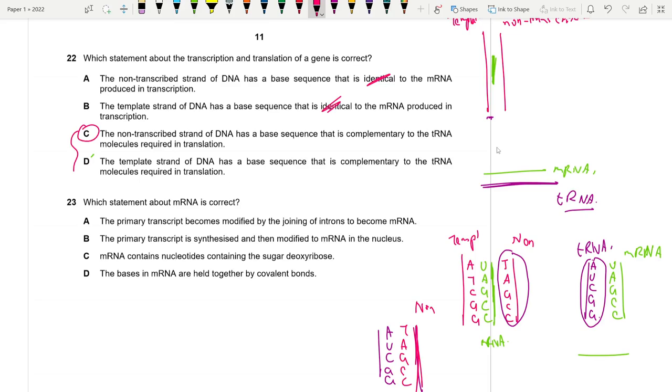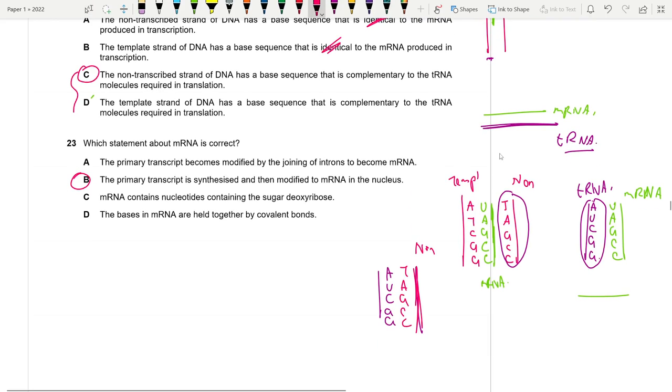Which statement about mRNA is correct? The primary transcript becomes modified by joining of introns. No, we get rid of introns. Splicing. The primary transcript is synthesized and then modified to mRNA in the nucleus, right? Splicing occurs in the nucleus. mRNA contains nucleotides containing the sugar deoxyribose. No, no. Ribose. The bases in mRNA are held together by covalent bonds. No.